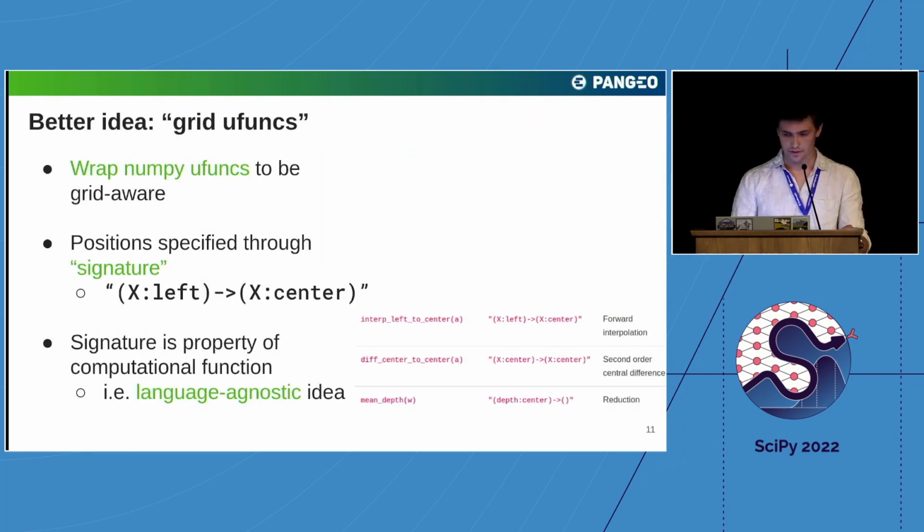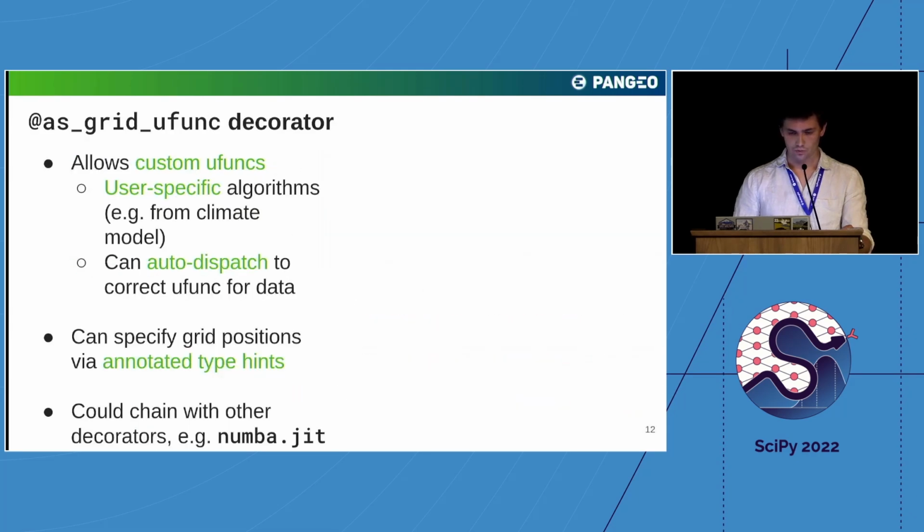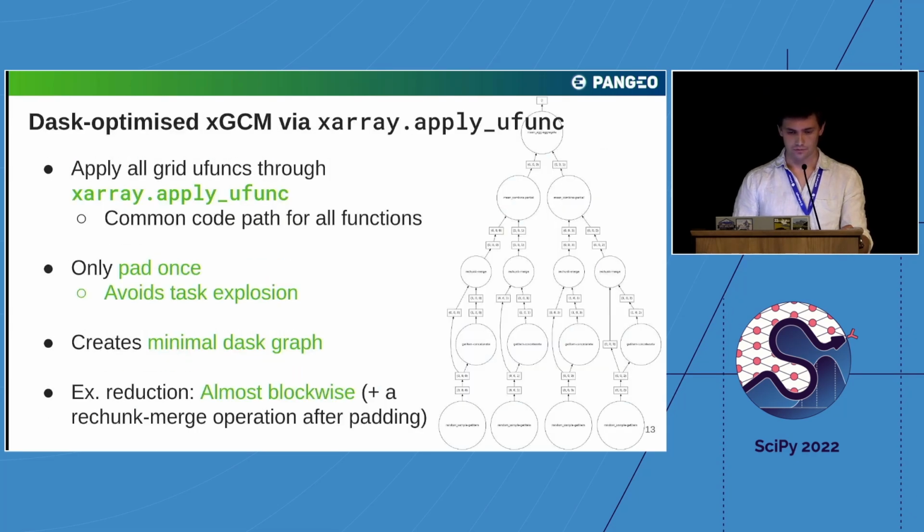So we had this horrible graph before, and we rewrote xgcm from the ground up, basically all the internals, to rewrite all operations to pipe these ufuncs through xarray apply_ufunc, which goes through dask apply_gufunc, which means that we eventually end up with much, much simpler dask graphs. You can see this is much closer to a tree-like graph that will be executed from bottom to top. I think this one is for a mean or something.